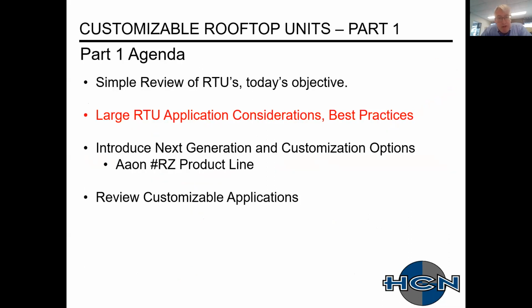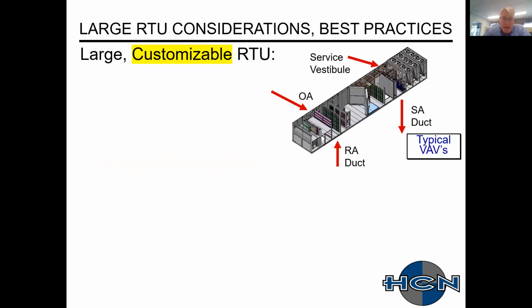All right, so considerations and best practices. This is a summary from the first slide. We have a large customizable rooftop unit shown in the upper right. You have your outside air mixing with your return air. It then comes out as supply air after it's been heated, cooled, and filtered. Typically, there's VAV boxes or air terminals on the discharge or on the supply air side. You do have a service vestibule for ease of maintenance.